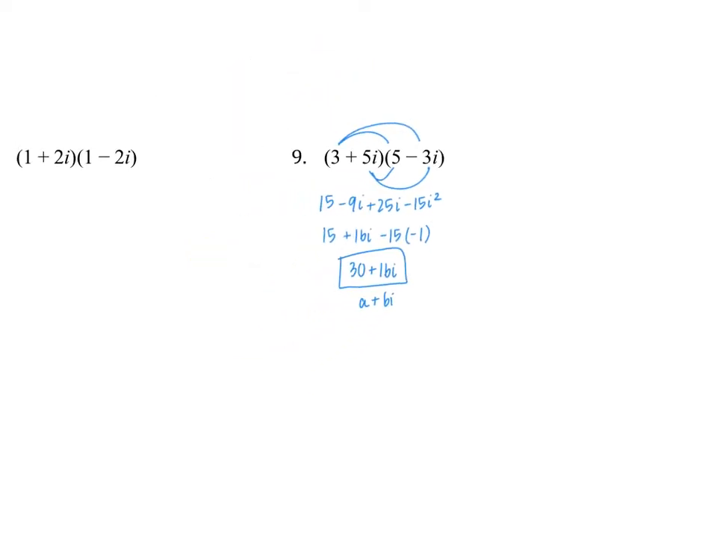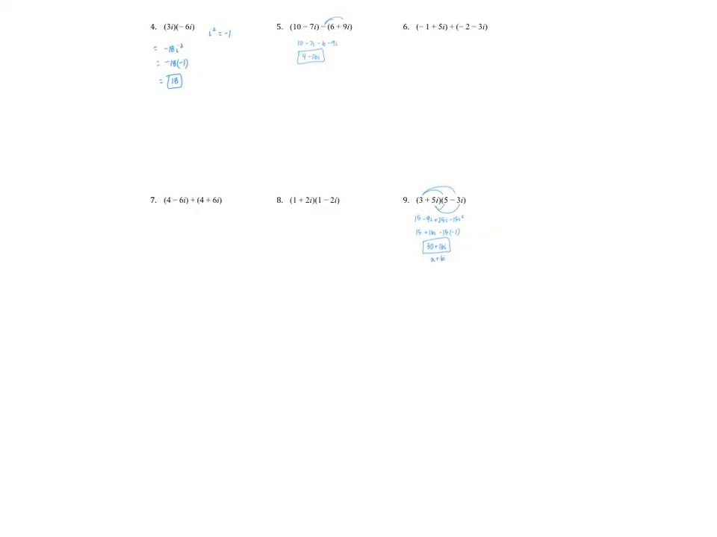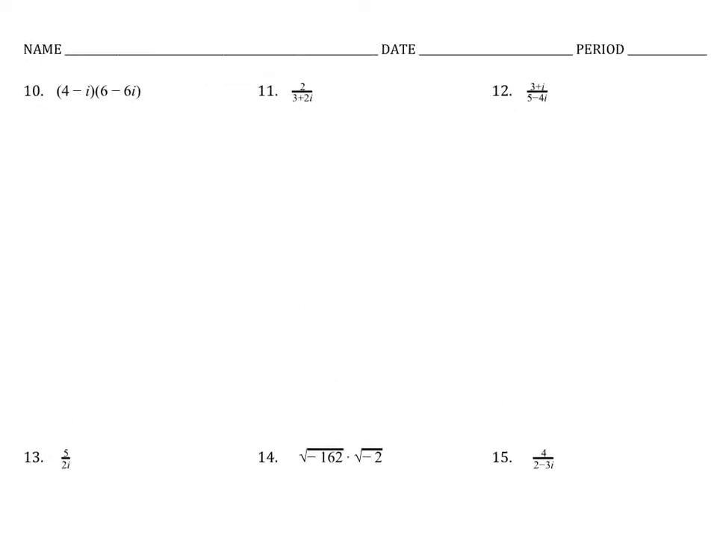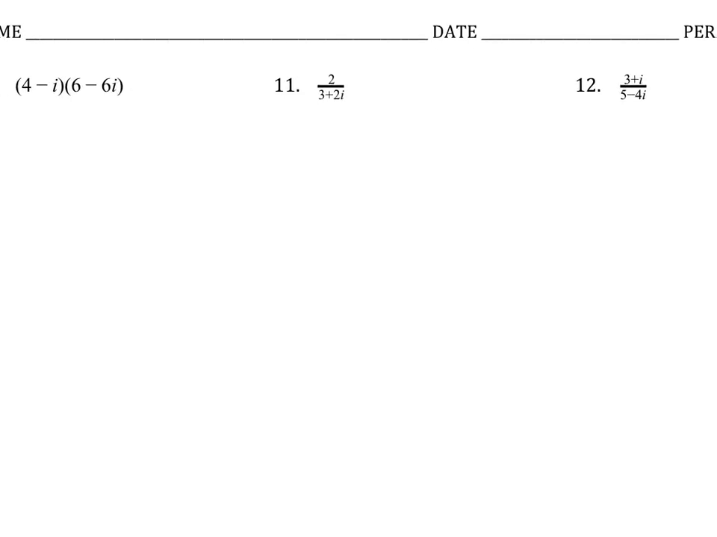Okay? Now, just like when we have a radical in our denominator, we have to actually take that i and remove it from our denominator, just like if we had a radical. So the way that we do that is we multiply this by the complex conjugate. Apparently I can't write, complex conjugate. There we go.